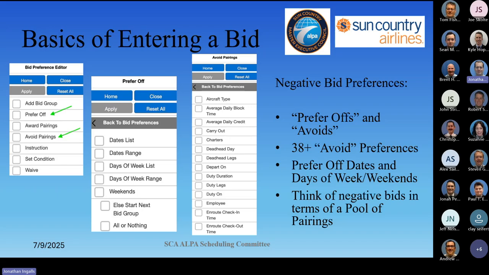There's a lot of avoid and prefer off preferences. You can prefer off days of the week. You can avoid types of flying you don't want, and they just remove the kind of flying the system can give you from what we call your pool of pairings.